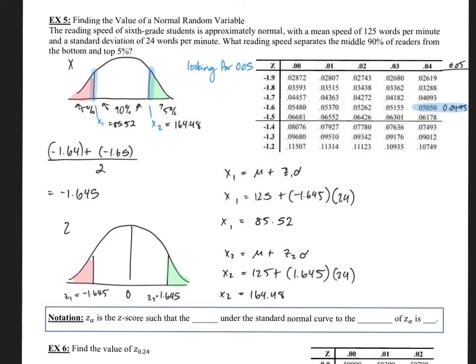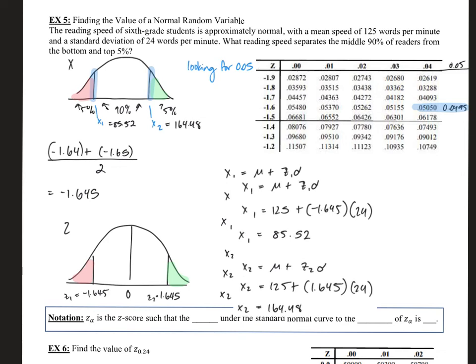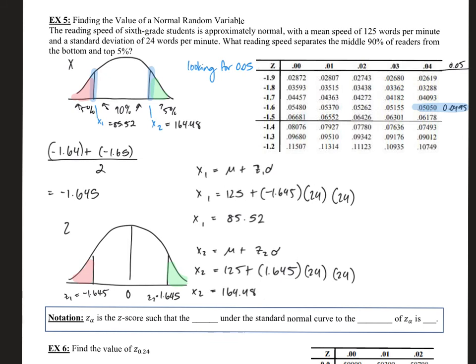And what would I translate this as for my answer? Well, let's see. The 5th percentile, the students would be scoring 85.52 words per minute. And then students in the 90 plus 5, so 95th percentile, would be reading at 164.48 words per minute. So let's write this out. Let me go ahead first and move this over a little bit so I have some space. Let me erase any of the duplicating there.